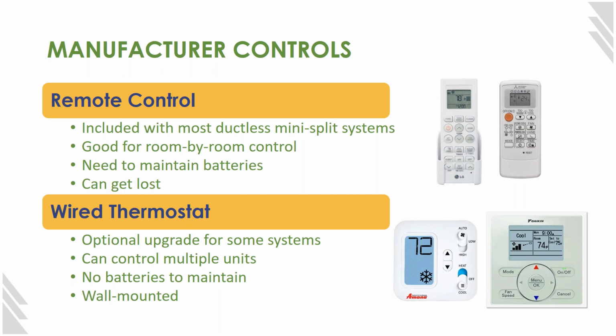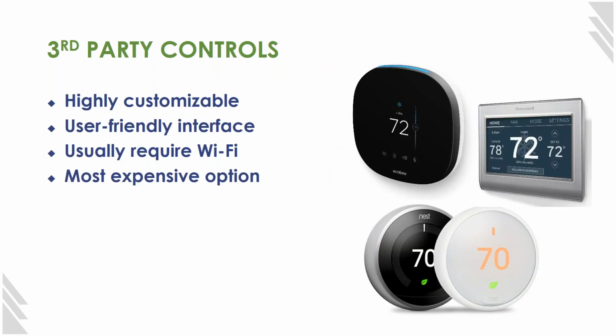So those are the two basic types of manufacturer controls: the remote that tends to come with the unit, and a wired thermostat, which could be an optional upgrade for some units. There's also the option of going with some variety of third-party controls. So these could be things like the Nest, which lots of folks have heard of, as well as Ecobee, which is a great one that we've used on some projects, as well as products from control manufacturers that people have heard of and worked with for a long time, like Honeywell.